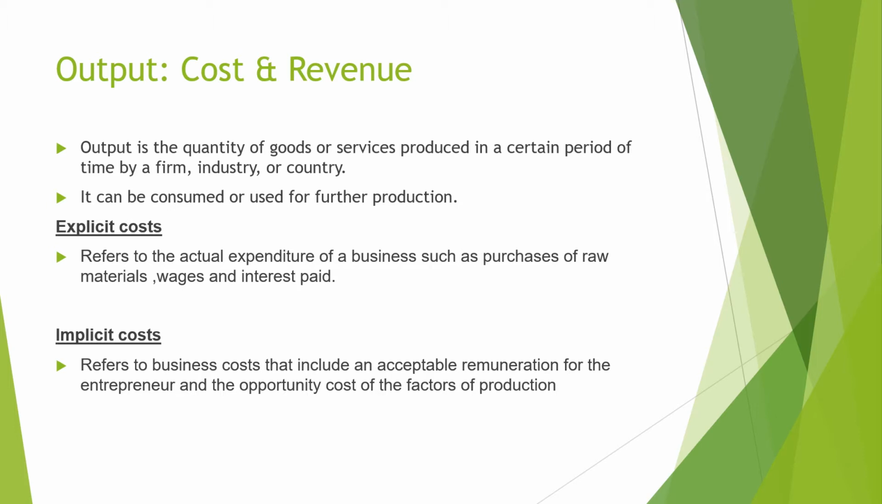So we have two costs of the business: explicit cost and implicit cost. When we are talking about explicit cost, we are referring to those costs of a business that are the actual expenditures of a business that keep the business running. For example, the purchase of raw materials, or when we pay the employees of the business. So those are our explicit costs. They are the actual expenditures of a business.